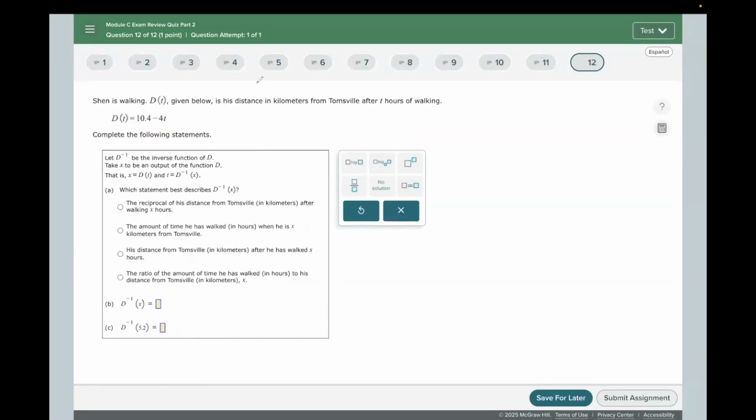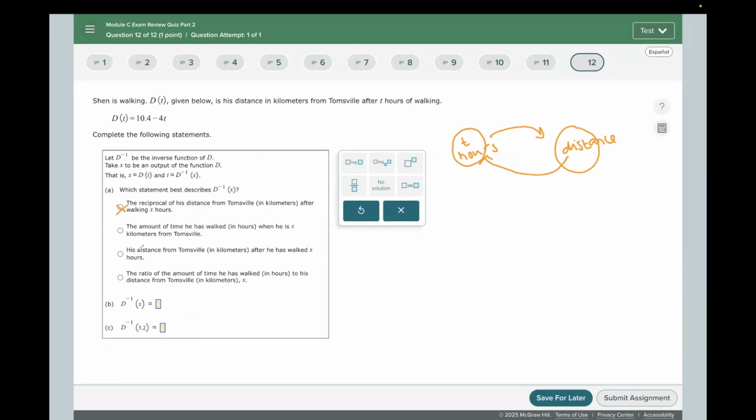Okay. This one's saying Shun is walking. D of t given below is his distance in kilometers from Townsville after t hours of walking. So the function d takes t hours and gives me distance. So the inverse function takes distance and tells me something about hours. So which statement best describes d inverse of x?